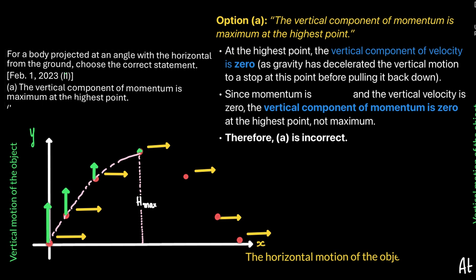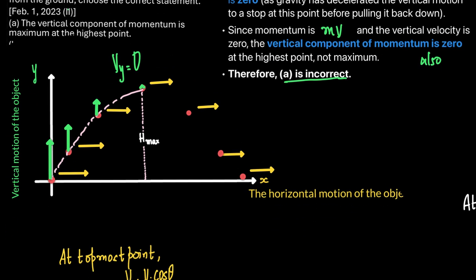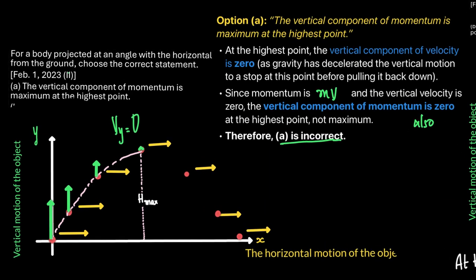And here there is no vertical component at all. Gravity has decelerated the vertical motion, which means the magnitude of the Vy component is becoming less, to a stop. Here it is 0, right? So at this point, I can write that Vy is equal to 0. Since momentum is mass times velocity, and the vertical velocity is 0, the vertical component of momentum is also 0. Which means statement A is incorrect. Please make sure that you make a note of these things first, and then we'll do it mathematically.